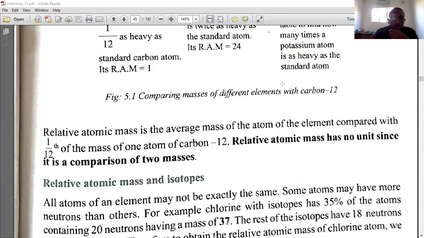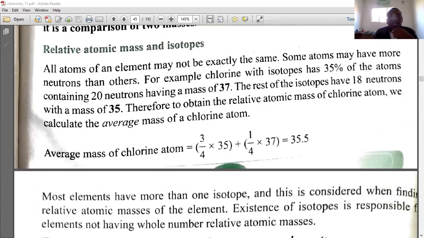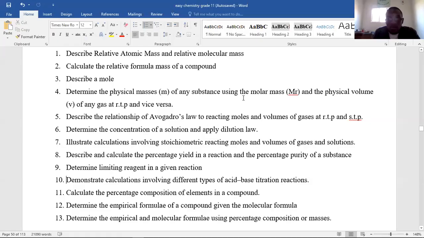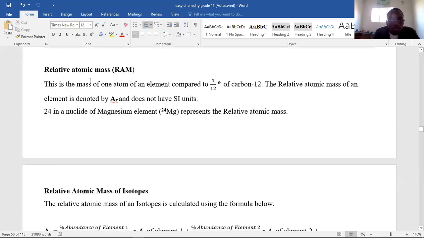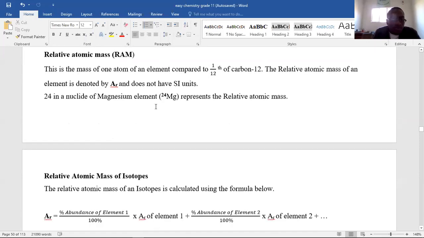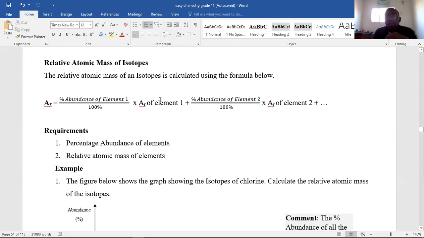Now we have a job to calculate the relative atomic mass of isotopes. What is an isotope? An isotope is an atom of the same element that has the same proton number but different mass numbers. So allow me to switch and look at this. We've talked about the definition of the relative atomic mass: the mass of one atom of an element compared to 1/12 the mass of carbon 12. It is denoted by capital A subscript r, and it doesn't have units because it is a ratio.